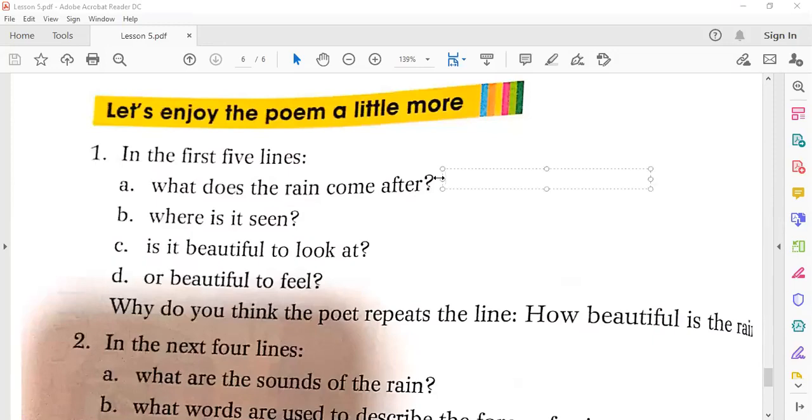What does the rain come after? After the heat and dust. The answer for this. Next one. Where is it seen? In the broad and fiery street, in the narrow lane. I'm sorry, broad and fiery street. In the narrow lane.